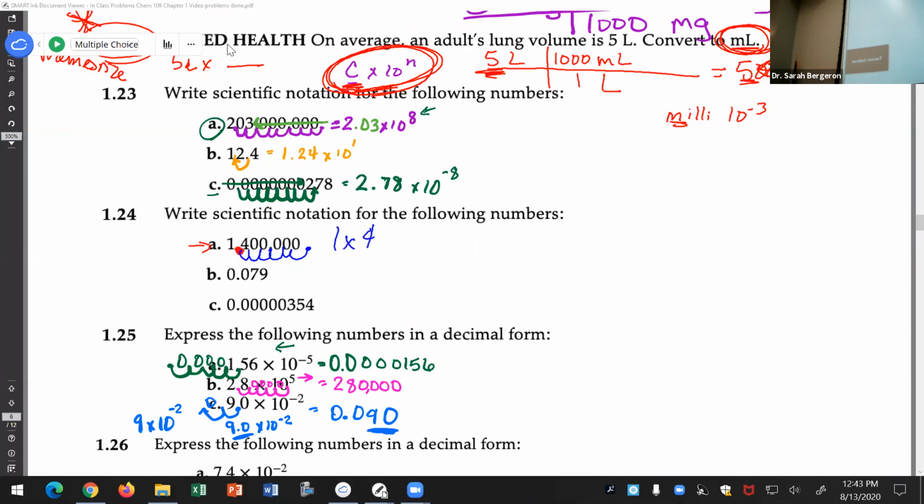1 times 10 to the 4, right? 1 times 10 to the 4, that's why I erased it. 1.4 times 10 to the what? How do you know it was 6? How did you know it wasn't -6? It's a big number. A big number is going to have a positive exponent. If it's bigger than 1, that exponent is going to be positive. If it's smaller than 1, the exponent is going to be negative.